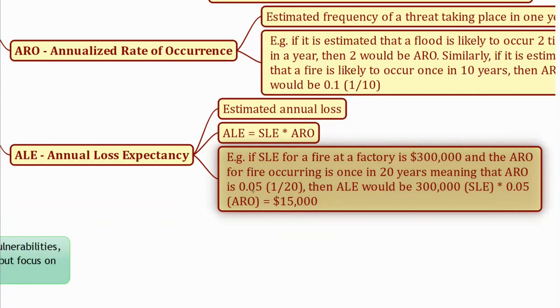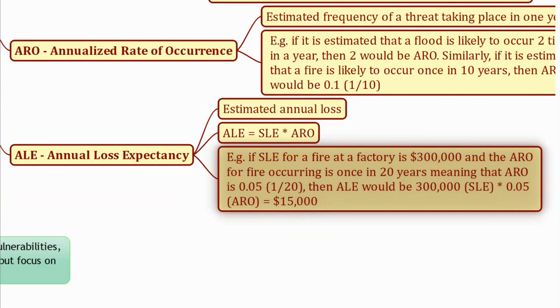So what will be the ALE in that case? ALE will be your SLE, which is 300,000. You multiply that with ARO, which is 0.05. So you get 15,000. So 15,000 will be your annualized or annual loss expectancy. Okay. So that's ARO, SLE, exposure factor, and ALE. Important terms to understand for the exam.